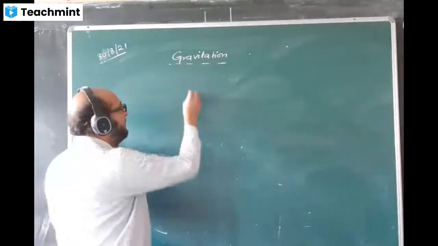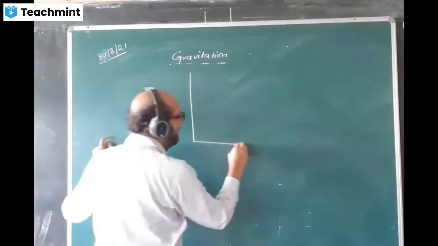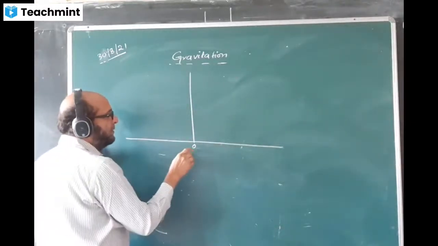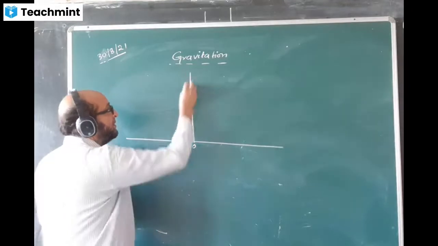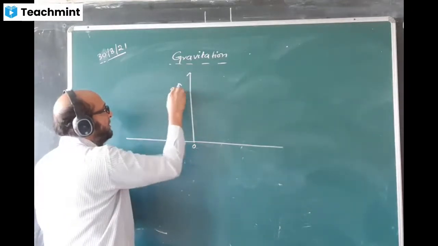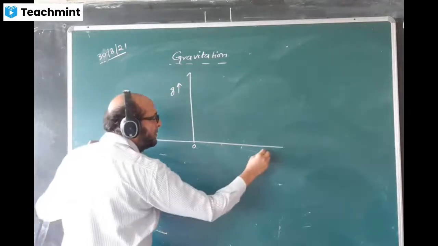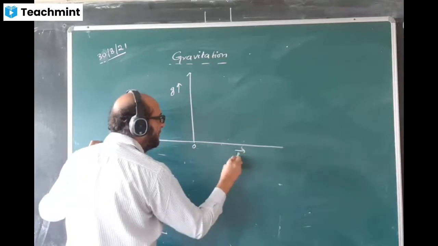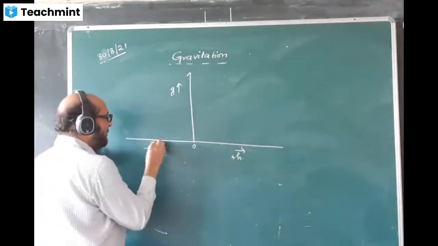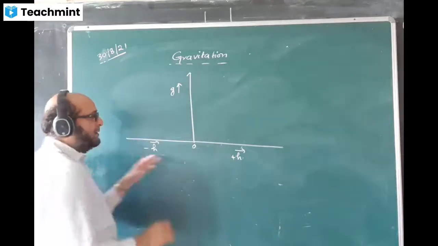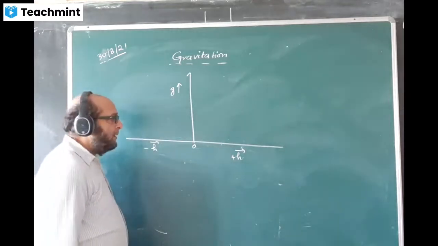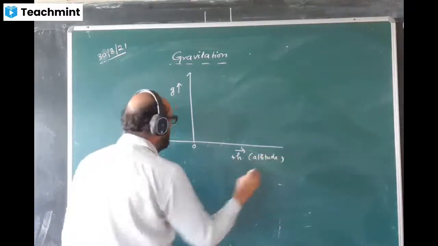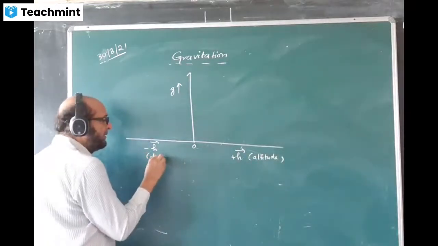So let us draw a graph. This time the graph we draw here. This is the center of the Earth's axis. This is the value, write down g, the value of g is here. This side is plus h, this side is minus h. Plus h means this side is altitude. We can write here altitude. This side you write depth. Minus h means depth below the surface.